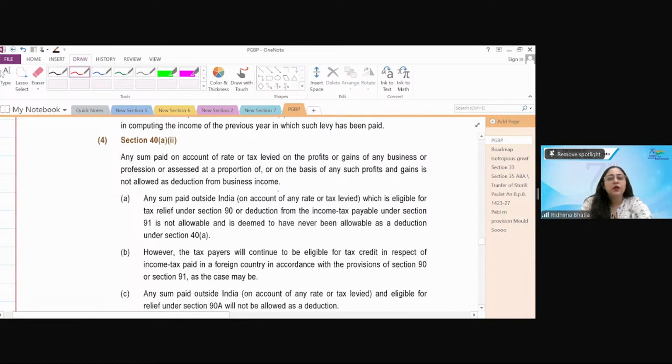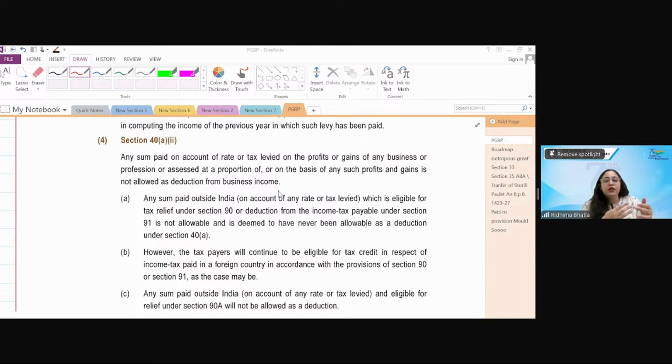Screen visible? Okay. Now, suppose disallowances of tax payments, any foreign income tax, any wealth tax, any income tax, surcharge, education cess, any interest under Section 234A, 234B, 234C, penalty, or even interest on loan borrowed for payment of income tax. Nothing would be allowed as deduction. All of them get disallowed under Section 40A, sub-clause 2 or sub-clause 2A.